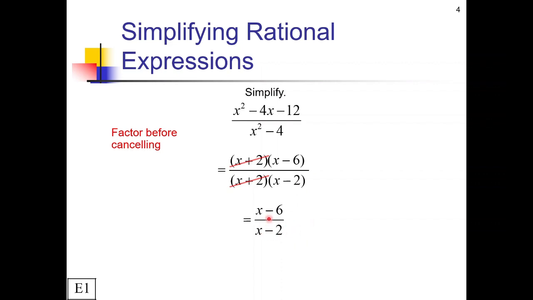Some people get to this point and they want to cross off these x's, but again, we cannot do that, for the same reason we could not cross off the x squareds in the beginning, because these can't be unmultiplied. There is one other thing that we do need to do at the end of this problem, though.